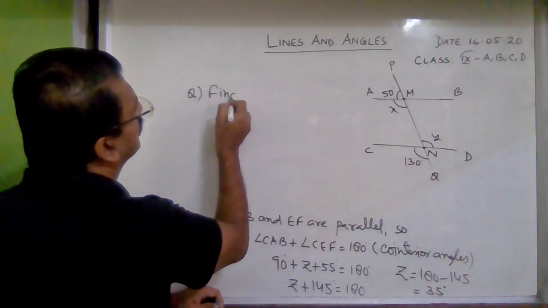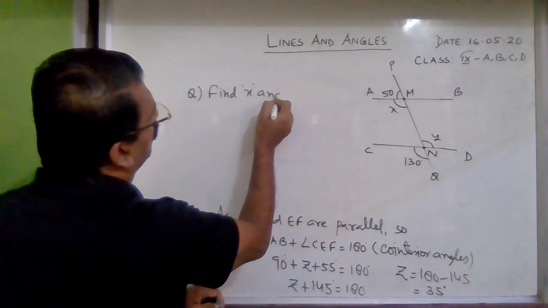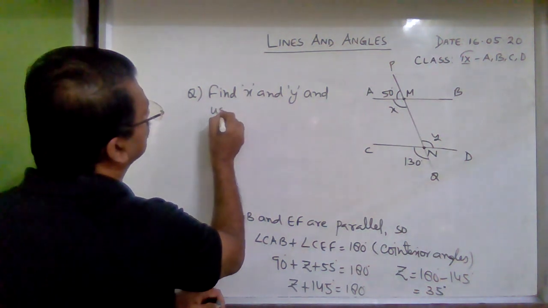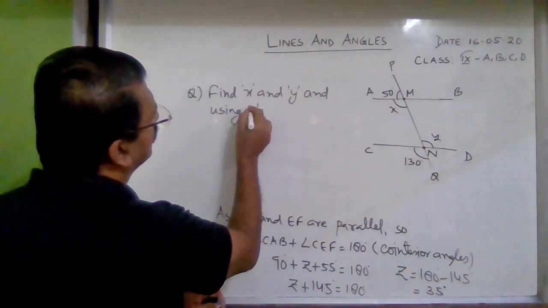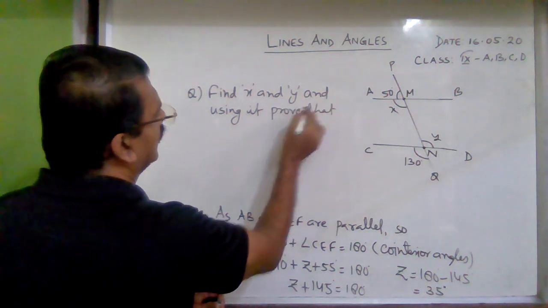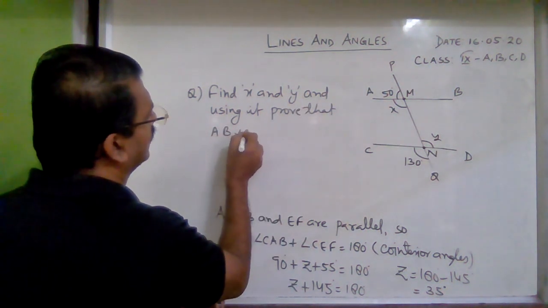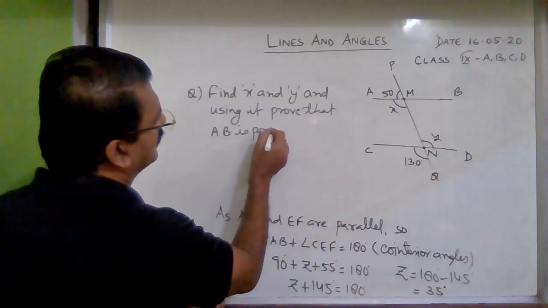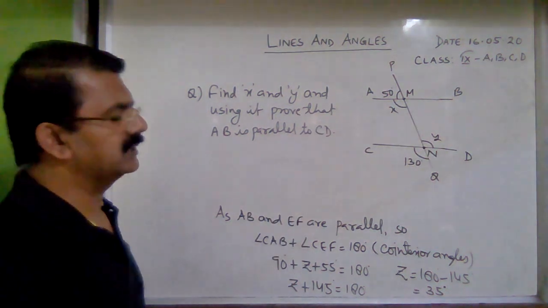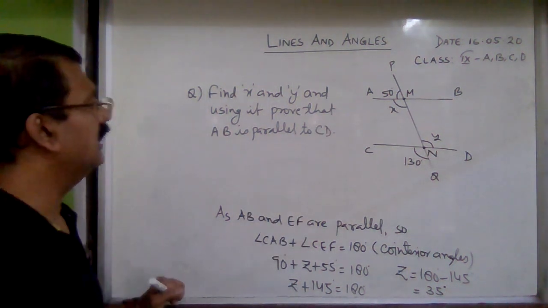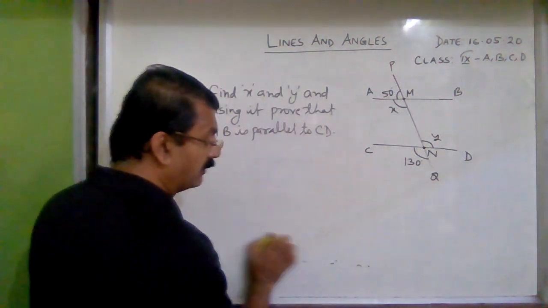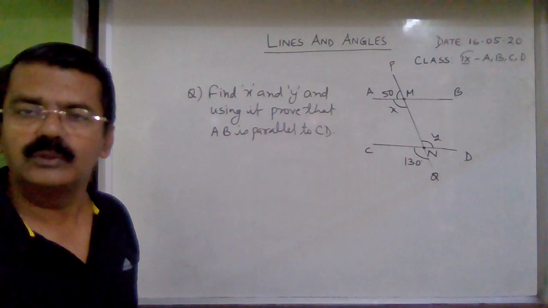Find X and Y, and using it prove that AB is parallel to CD. Okay, that is the question. They have not given AB parallel to CD. First of all, you have to find X and Y, and then using X and Y, you have to prove that AB is parallel to CD.